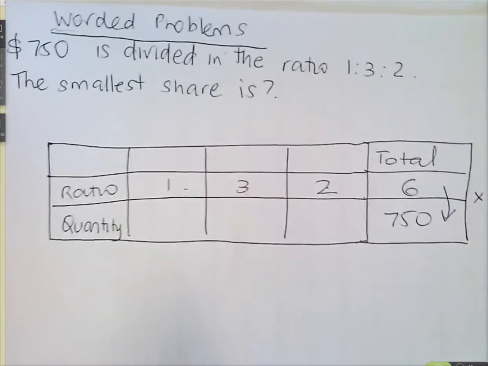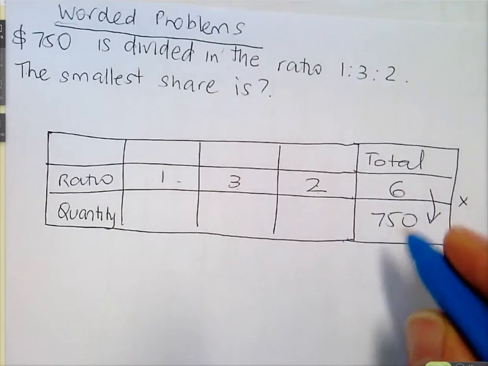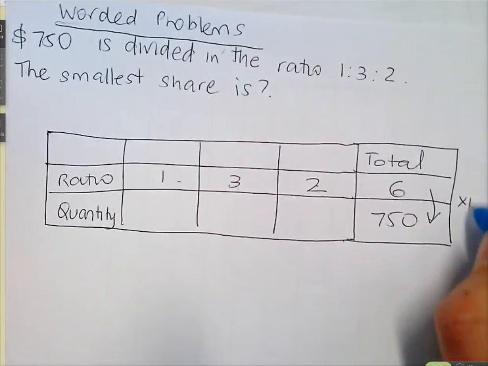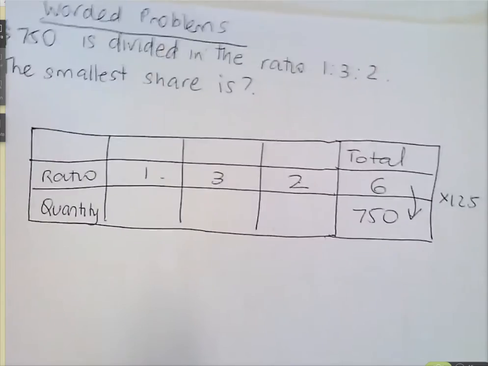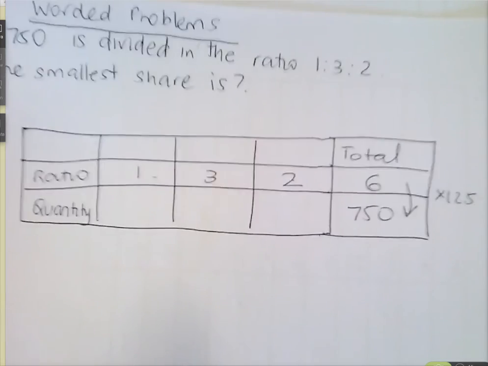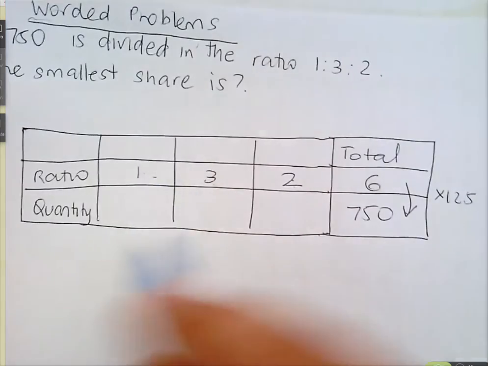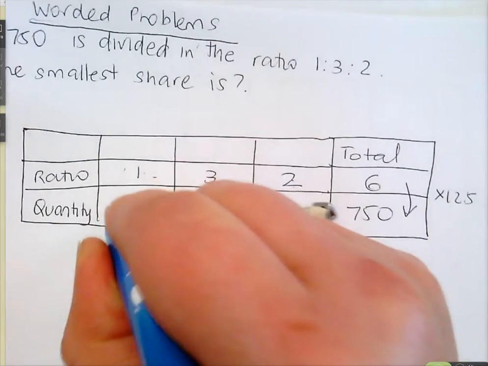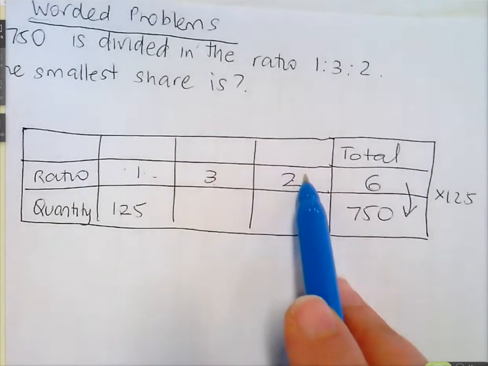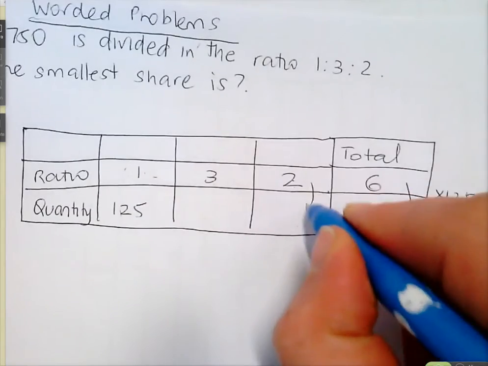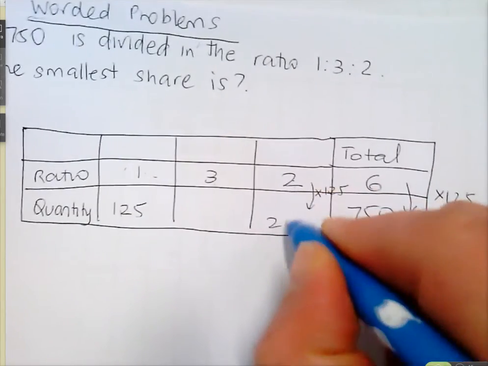I don't know 6 times something is 750. We say, I don't know what that is, so let me go the opposite direction. 750 divided by 6 is 125. So now I can start answering any question I want. 1 times 125 is 125. Do you see? To go from the top row of the table to the bottom row of the table, the rule is times 125. So now we go 2 times 125, that's $250.